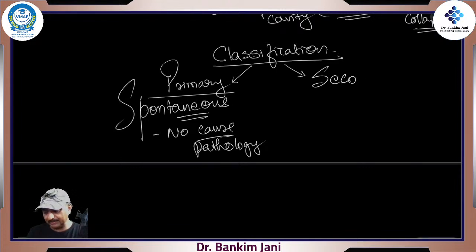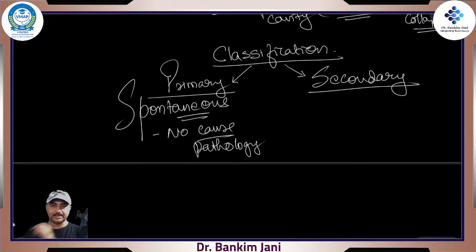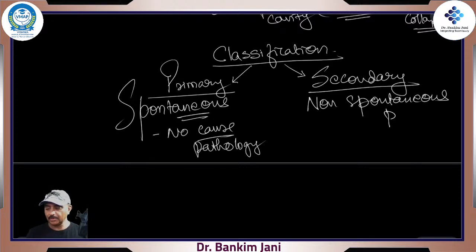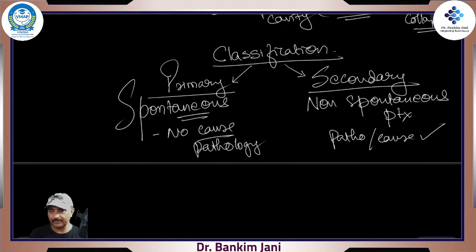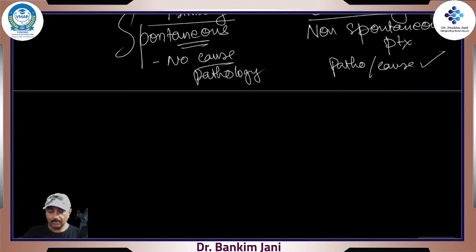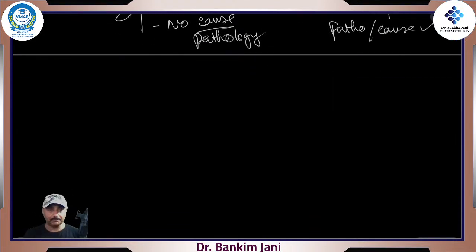So obviously when we say secondary, that means it is secondary to something, that means there is some underlying pathology. So that's why we'll call this pneumothorax non-spontaneous. Makes sense? Non-spontaneous pneumothorax, so it means there would be pathology, there would be a cause. Fine. Okay. What could be the causes of both?